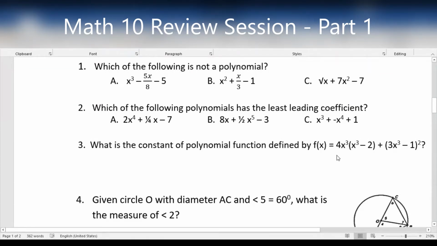Sige, number 3, what is the correct answer? What is the constant term? Ano yung constant term natin dito? Anyone from group 3? Sino sasagot? Ayan, nawala na sila. Asan na yung nag-chat?